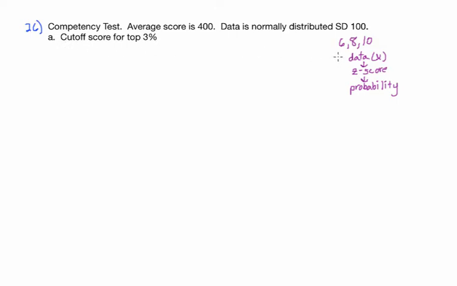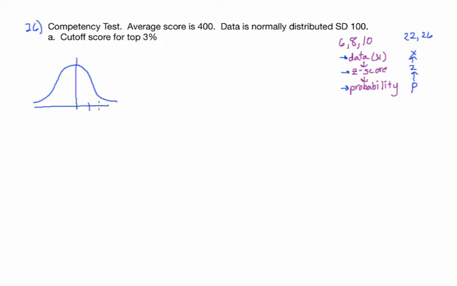If you remember in numbers 6, 8, and 10, we started with a data value. Then we changed it into a z-score, and we used that z-score to find the probability, either that it was to the right, to the left, in between. Well, on these backwards ones, on number 22 and 26, you start with the probability. Then you use that probability to find a z-score, and then you turn that z-score into a data value. So we're following this same path, just backwards. So we want the cutoff score for the top 3%.